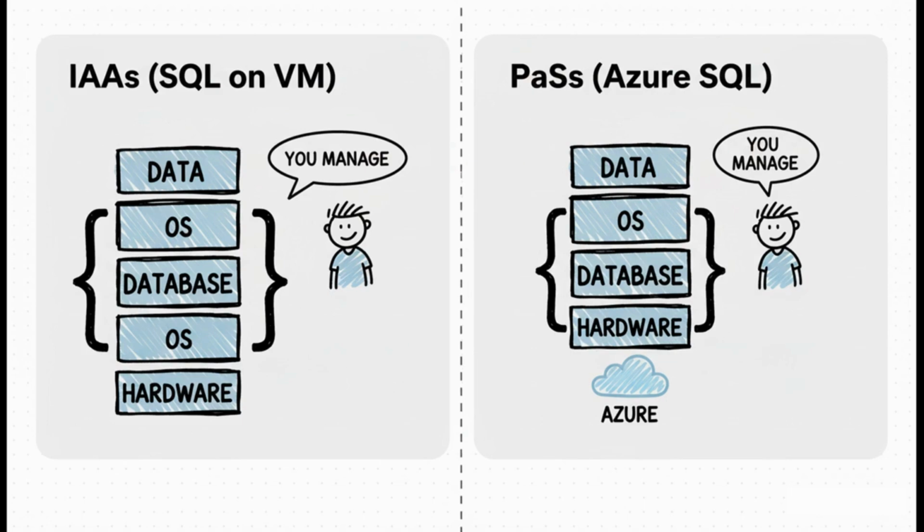Here's the simple rule. If a company says they need total control, like they need to manage the operating system themselves, or they have some old app with weird configurations, then SQL on a VM is your answer. It's a lift and shift. But for pretty much any new, modern, cloud-native application where you just want to focus on the code and not the patching, a PaaS service like Azure SQL DB is going to be the smarter, more efficient choice almost every single time.